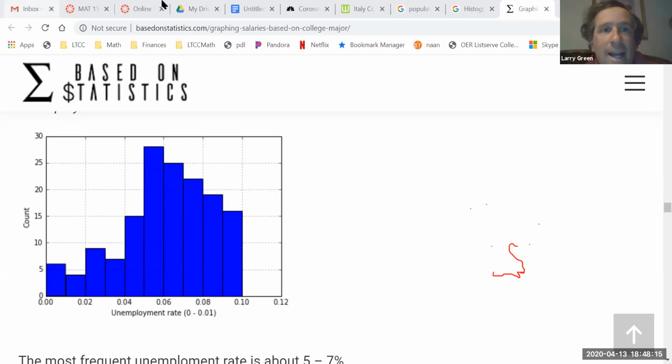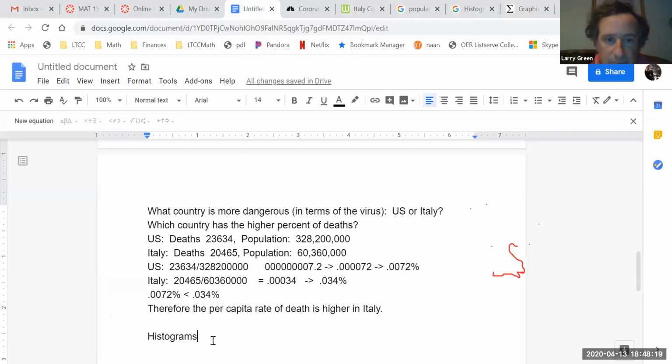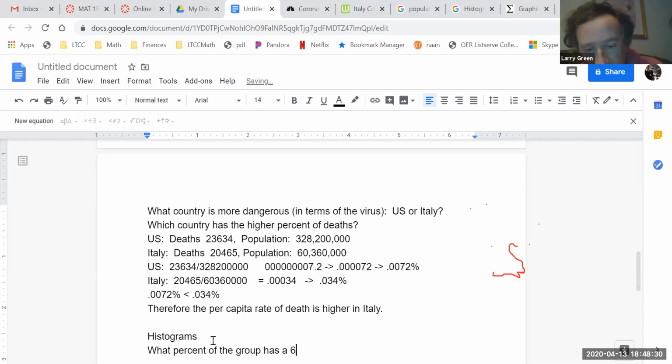Now let me go back, we're going to start typing. So if we want to say what percent of the group has a 6 to 7% unemployment.